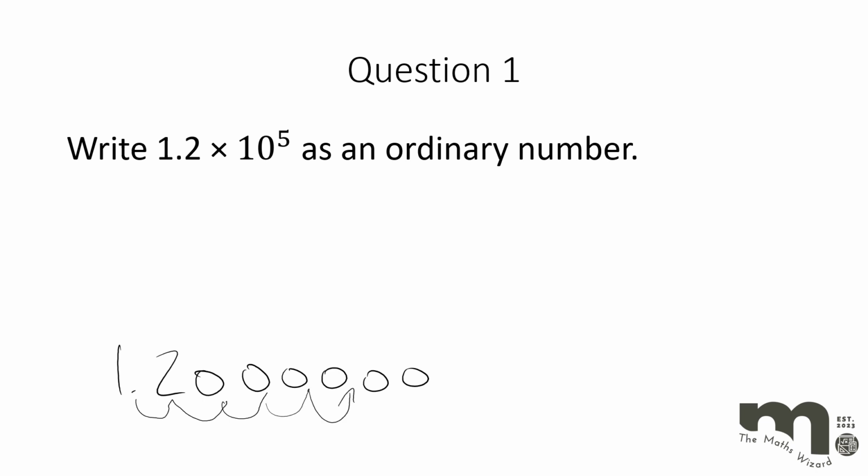So you can see we've now got 120,000 there. Another way of looking at this, if you consider that you've got a power of 5, well, the first digit is that 1 there. You're then going to have 5 digits after it. And you can see we've got the 1 followed by the 2 and then the 4 zeros. So that's another way of trying to figure it out. Okay, let's have a look at another one.